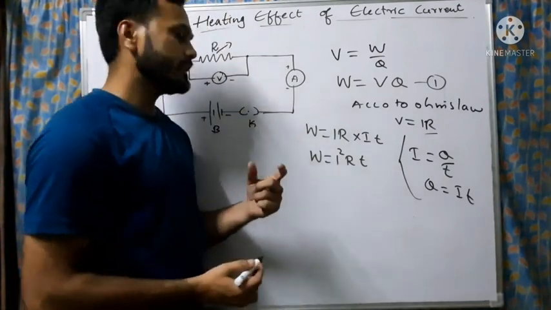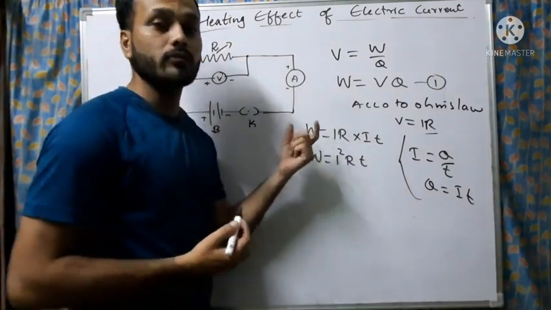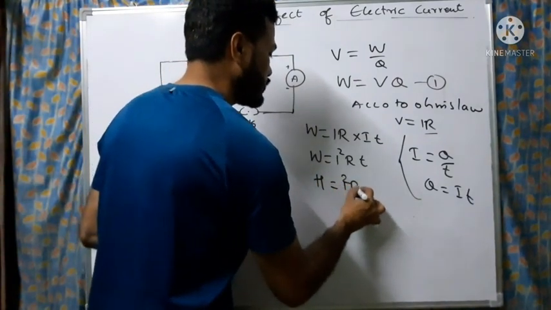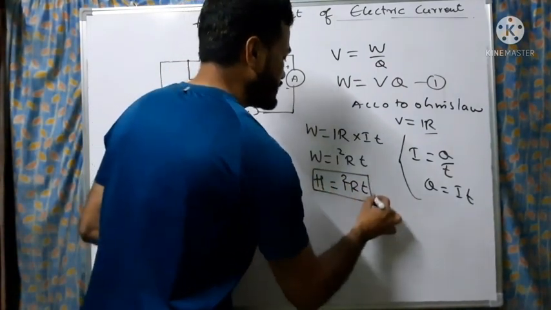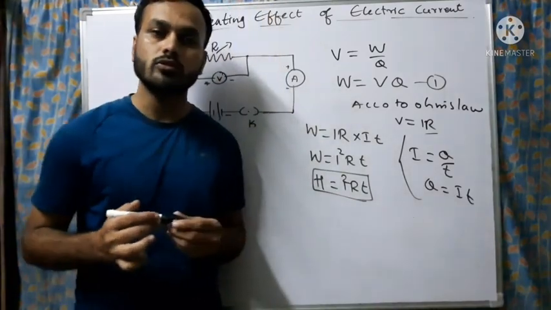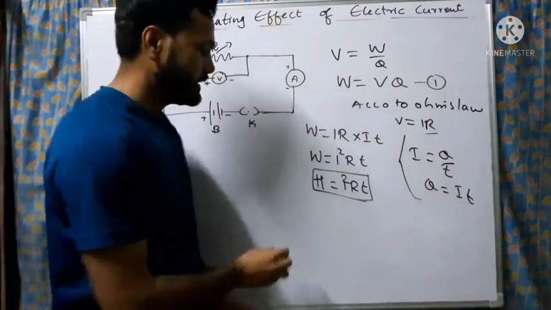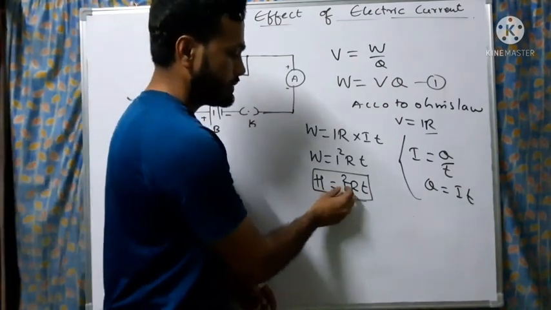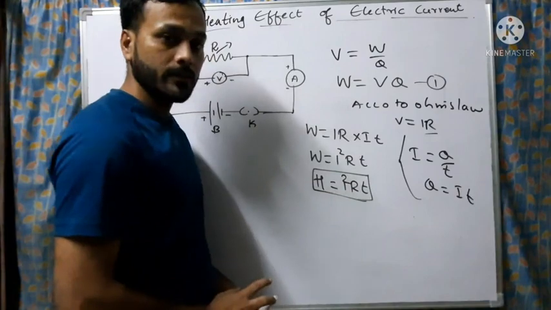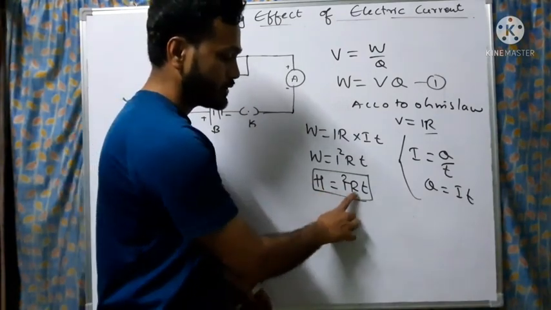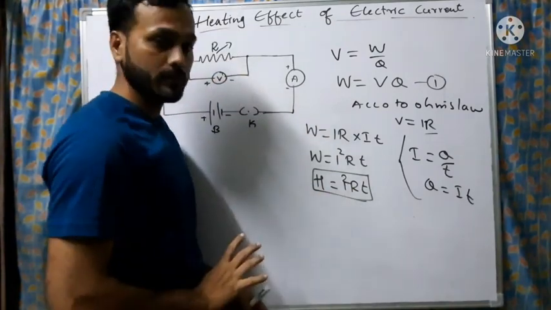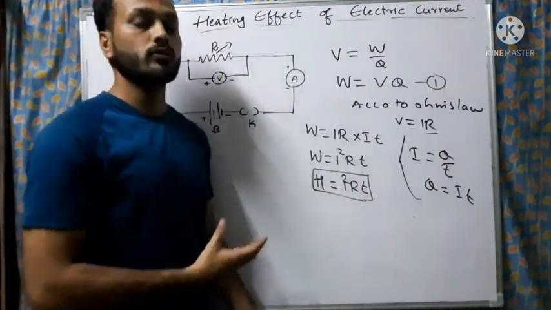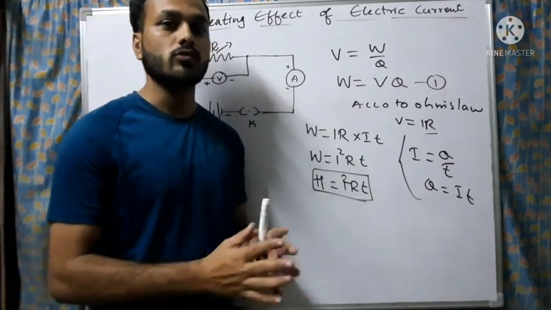What I said in the beginning is that the work done gets converted to heat energy. So H is equal to I square RT. This is the mathematical form of Joule's law of heating. That is, the heat produced in the resistor is directly proportional to the square of the current, directly proportional to the resistance of the resistor, and directly proportional to the time for which the current flows through the resistor. So this is Joule's law of heating, children.